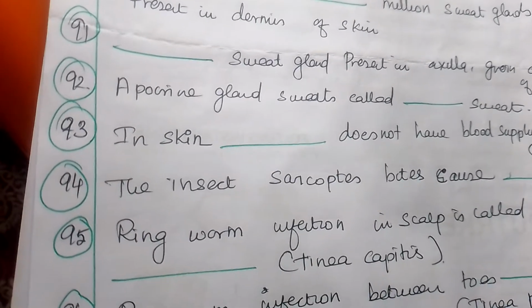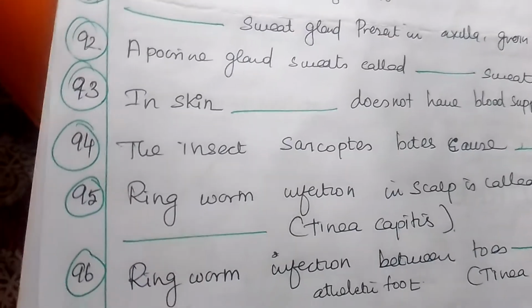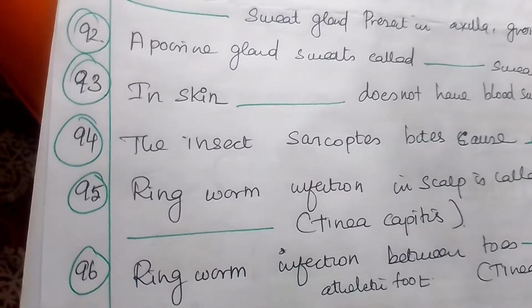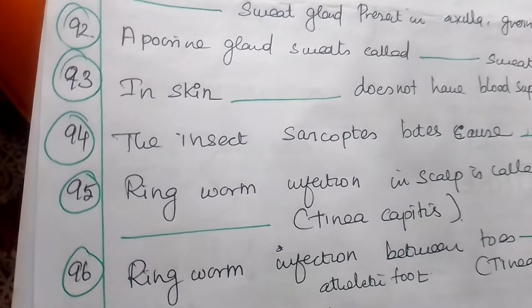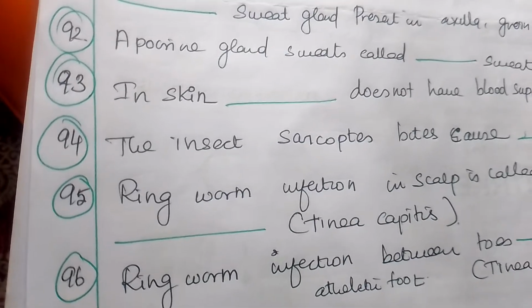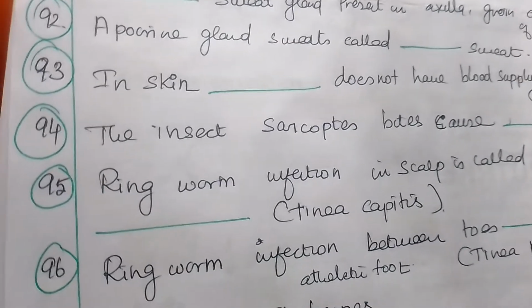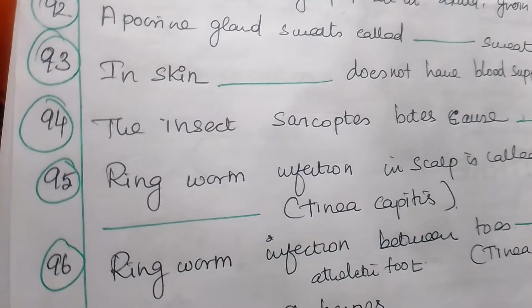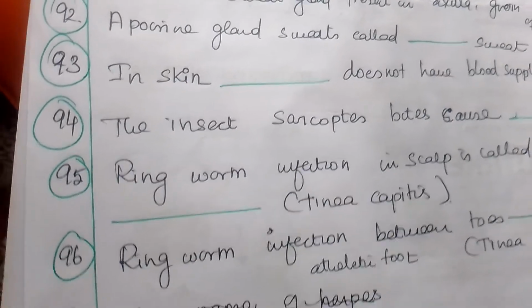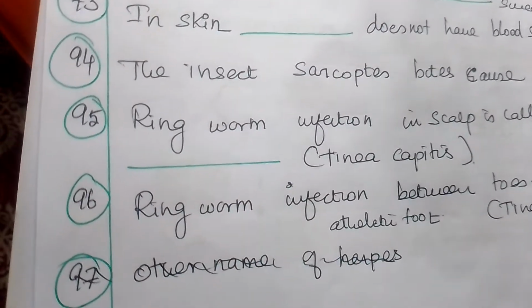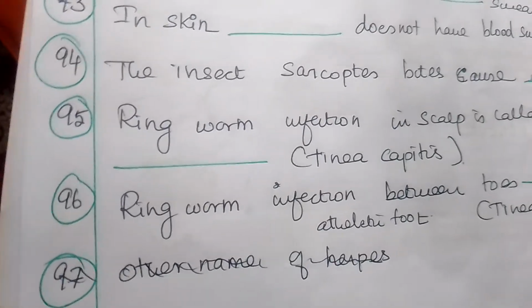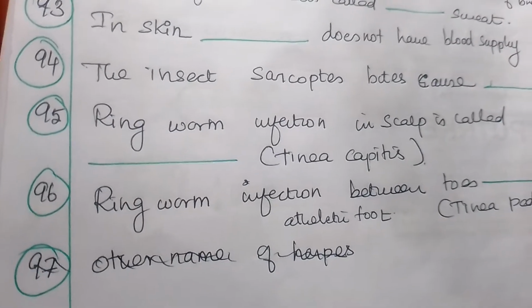In skin, which layer does not have a blood supply? The superficial layer of the skin does not have a blood supply, so it is the epidermis. The insect Sarcoptes bite causes scabies.